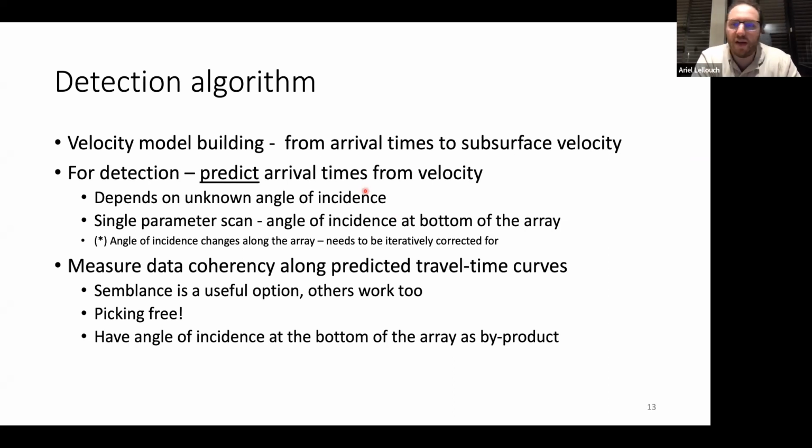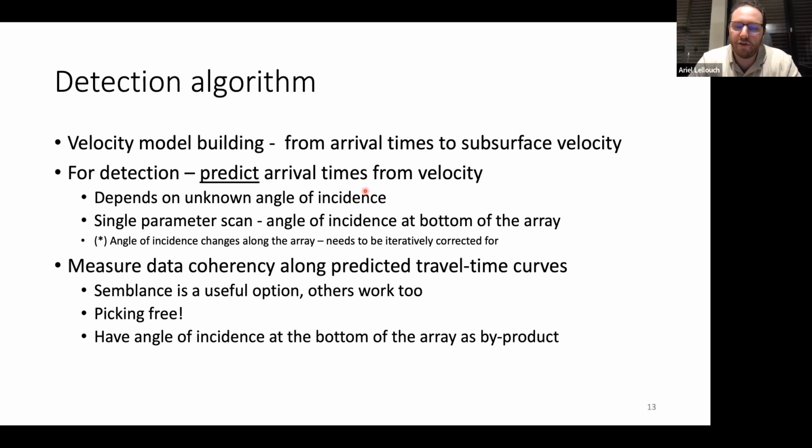For detection, we're going to go the other way around. We're going to assume we know the subsurface velocity, and we're going to predict what the arrival times should be as a function of the event location. More specifically, it only depends on the angle of incidence that the plane waves get to the array at. So we're eventually looking at a single parameter scan, which is simply the angle of incidence at the bottom of the array. Of course, because the velocity within the array changes, you also need to iteratively take into account the fact that the plane wave changes direction along the array, but it's still a single parameter scan once you know the velocity model.